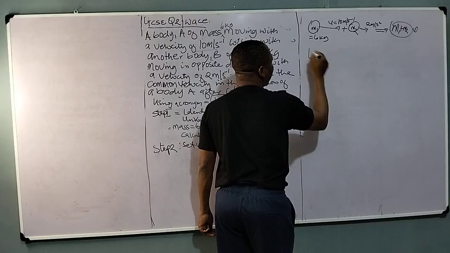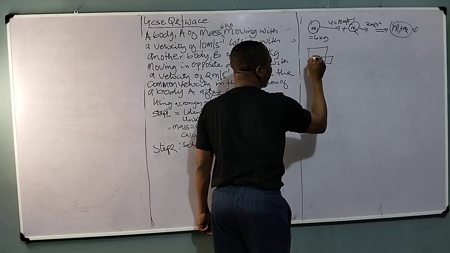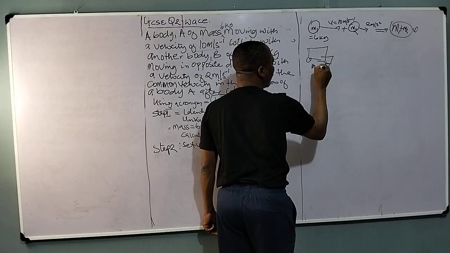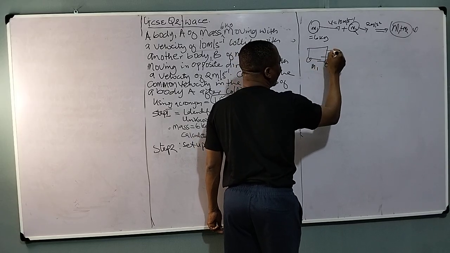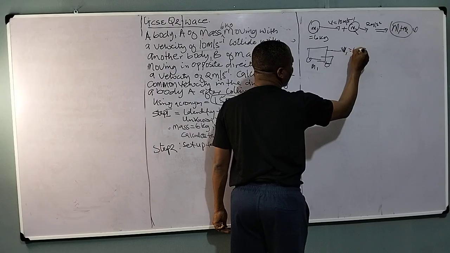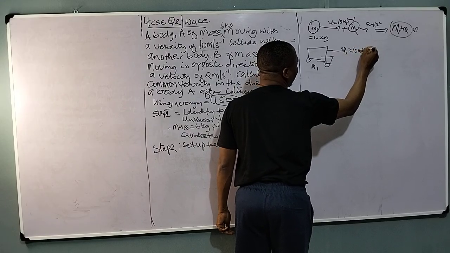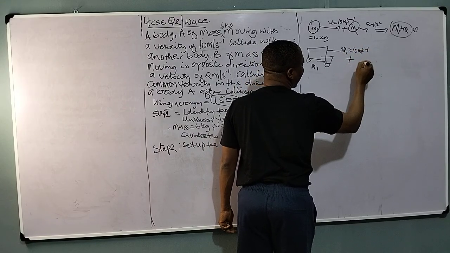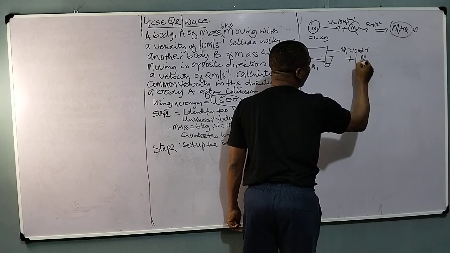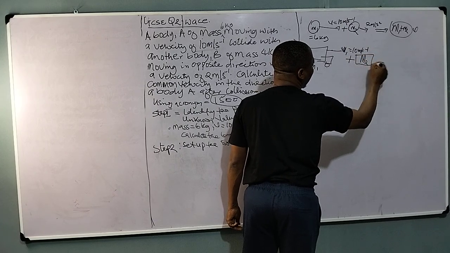So this is a car, don't mind my writing, that has a mass M1. And the car moves with the velocity of U1 equals 10 meters per second. And when the car moves, it hits another car of mass M2 that has what?